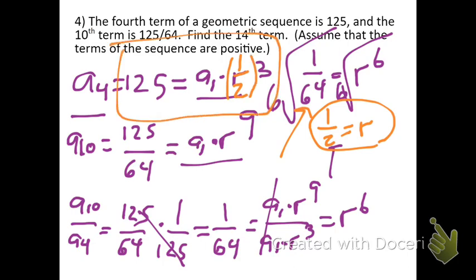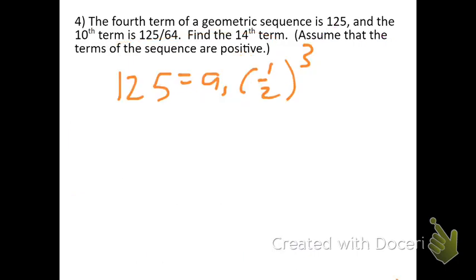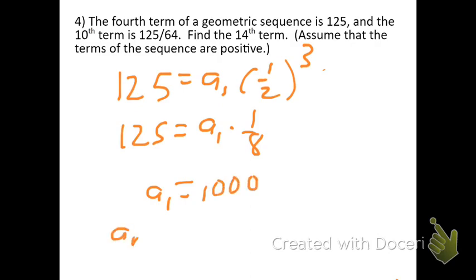Alright, and then I'm going to erase a little bit. Alright, and then plug in what you know, plug in the ratio, the 125 for the fourth term, 4 for n, 4 minus 1 is 3, and then solve for a sub 1. So we get 125 equals the first term times 1/8, and then multiply both sides by 8, and we get that the first term is equal to 1,000. So now we have our nth term formula, which is 1,000 times 1/2 to the n minus 1 power.